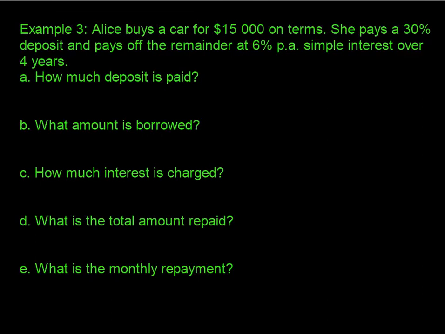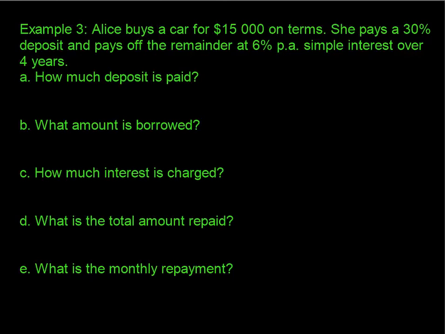Okay, now we'll have a look at a question that's a little bit different. We're going to have a look at a question where you borrow money, but you pay a deposit first. Whenever you pay a deposit first, you don't actually borrow the full amount. You only borrow the remainder. That's really important to remember in these questions. This one says Alice buys a car for $15,000 on terms. She pays a 30% deposit and pays off the remainder at 6% per annum simple interest over 4 years.